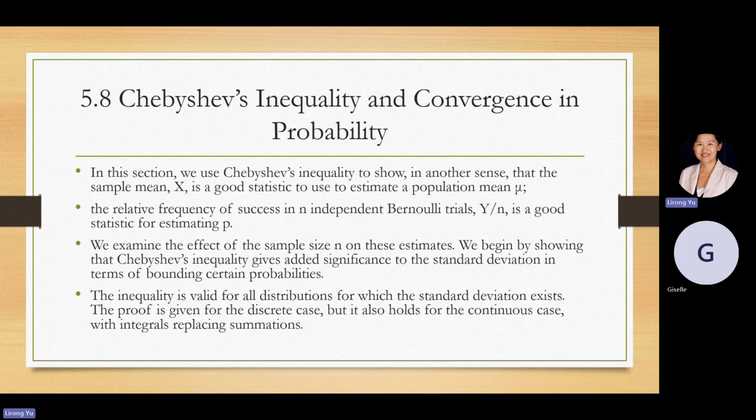The only section left of chapter 5 is the Chebyshev inequality. With the Chebyshev inequality, we're able to define a new kind of convergence. It's called convergence in probability.